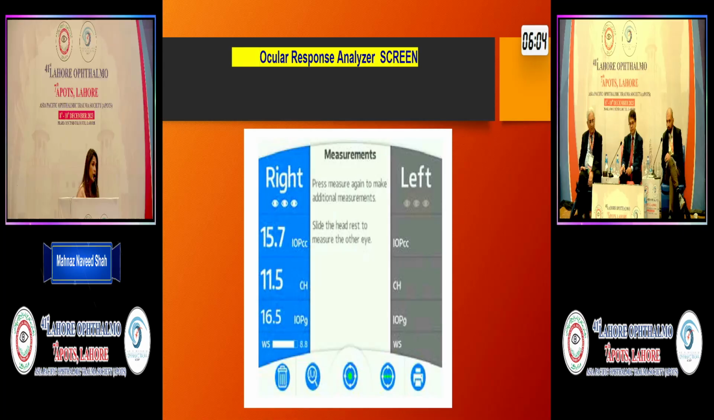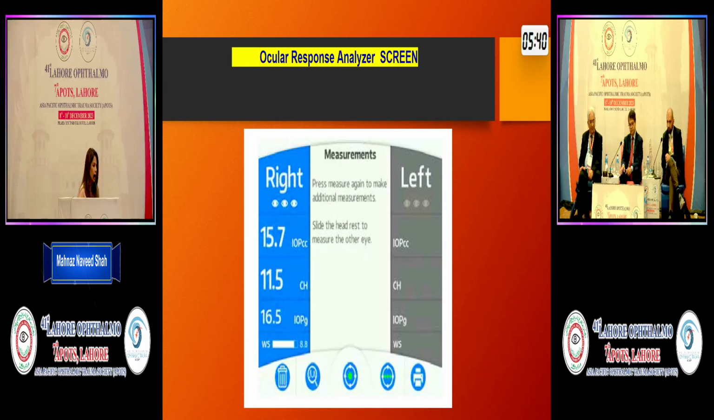This is the reading that you actually get on the machine. You get a right and left reading. You can have it to where you get 3 consecutive readings and you average out from there, or you can do a single reading. Even if you do 3 readings, it takes really less than a minute to do this per eye. And you can see the values of IOP-CC, and this is IOP corneal corrected value. So that's where the corneal hysteresis has been taken into account. Then you see the CH, which is a corneal hysteresis value. Here it's 11.5.